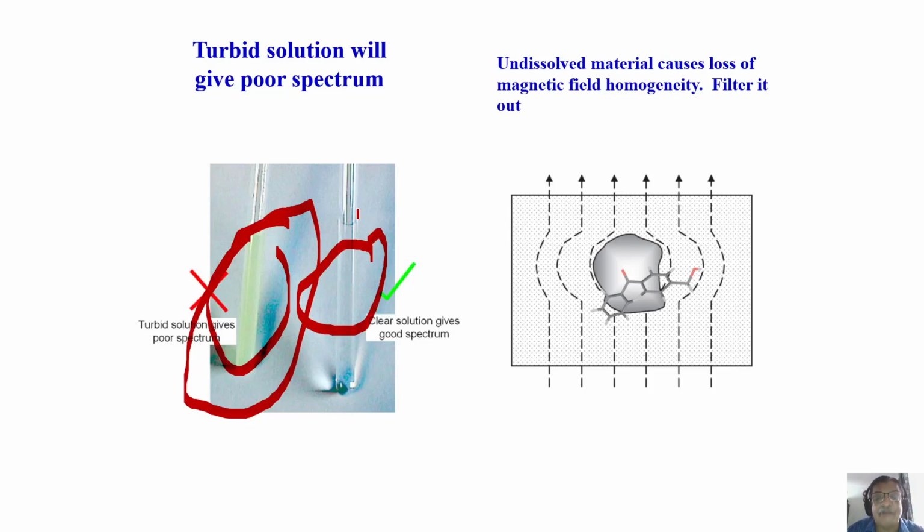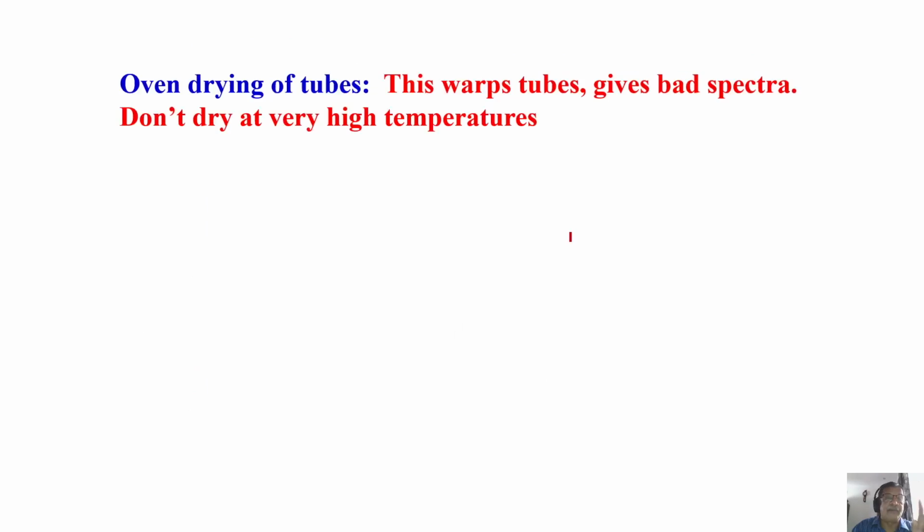And if there are suspended particles which are undissolved, small microscopic particles which are suspended, please filter them off. Otherwise, that will give rise to magnetic field inhomogeneity. It will destroy the field homogeneity at the site of the nuclear spins. Please remember these are the important points you have to take into consideration.